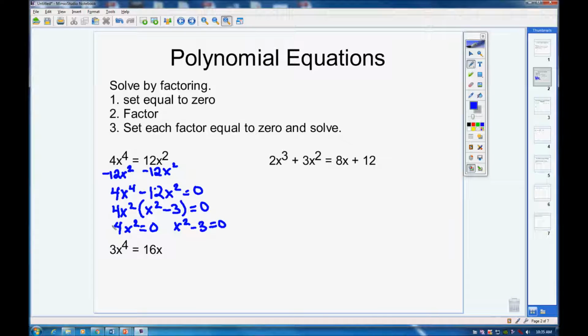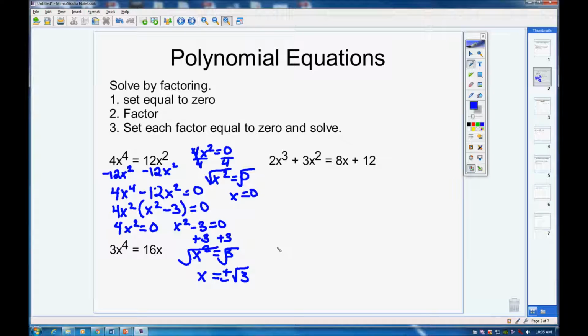If I solve this one, 4x squared equals 0, I'm going to divide by 4. I'm actually using the square root method right now. 0, square root that, I get x equals 0. If I set this one equal to 0, I will add 3 to both sides. x squared equals 3. Square root, I get x equals plus or minus the square root of 3. There's nothing more I can do to that. So my solutions together are 0 and plus or minus the square root of 3.